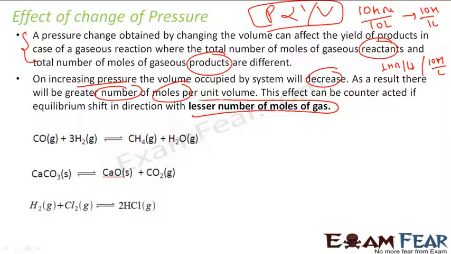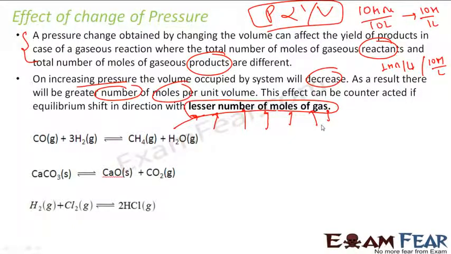So this effect can be counteracted if the equilibrium sets in the direction with the lesser number of moles of gas. Please note, if you increase the pressure, the equilibrium moves in the direction which has fewer moles of gas, because the mole concentration has increased. So the reaction will move in such a direction that this decreases, toward the lesser number of moles of gas.